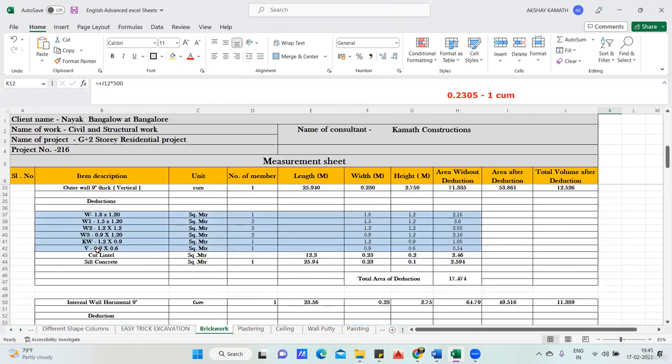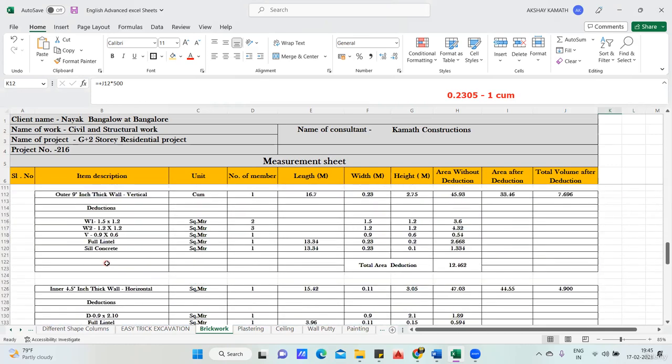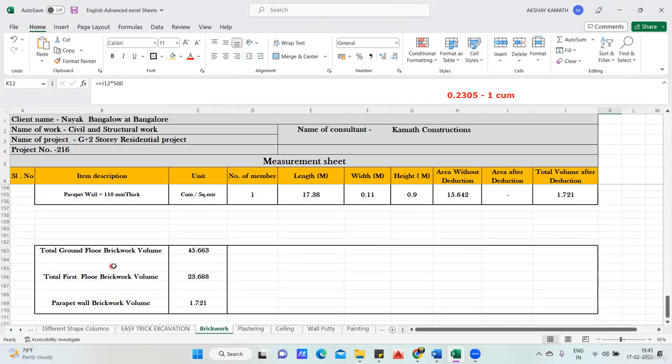Similarly, I have all these things. So what I have done completely, I have written all these things. You also can do it. Later, I'll explain how it has to be done. So total ground floor brickwork volume is this much. This volume, you multiply by 500. So you'll get the total brickwork, that is 22,831 bricks required. And again, for this much brickwork, 0.2305, this much mortar is required.